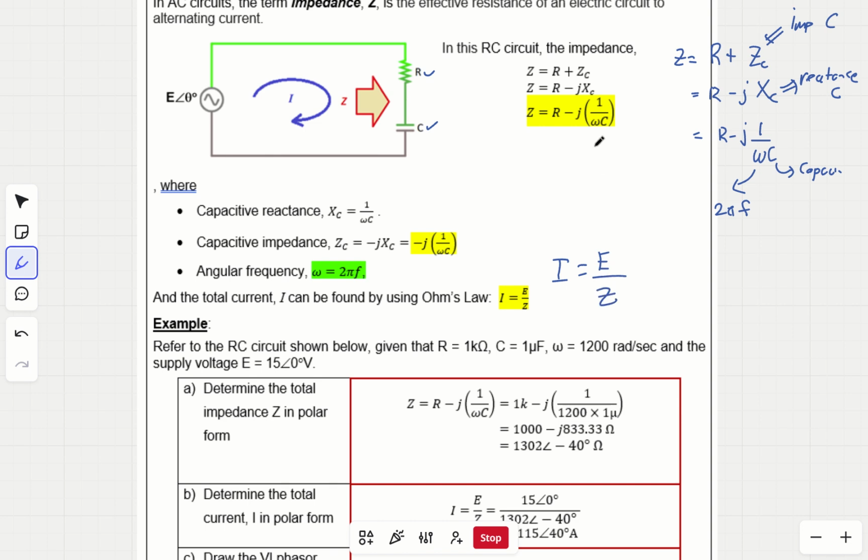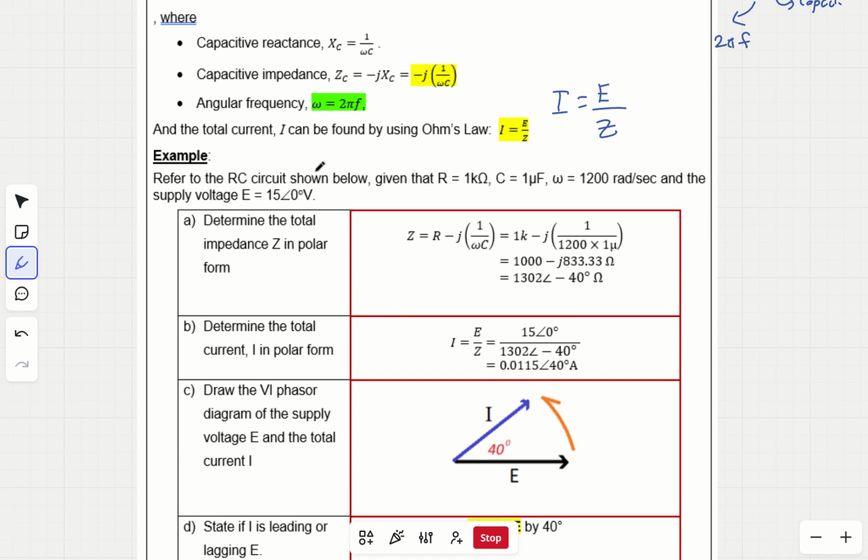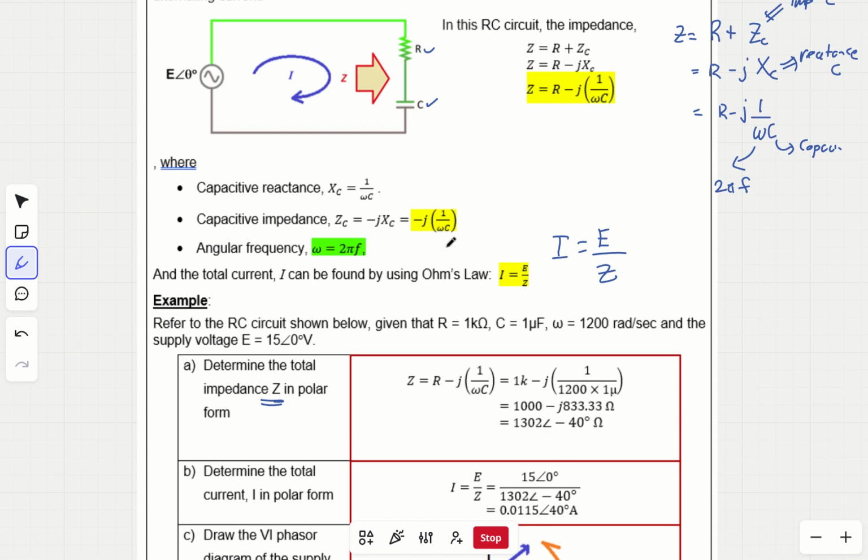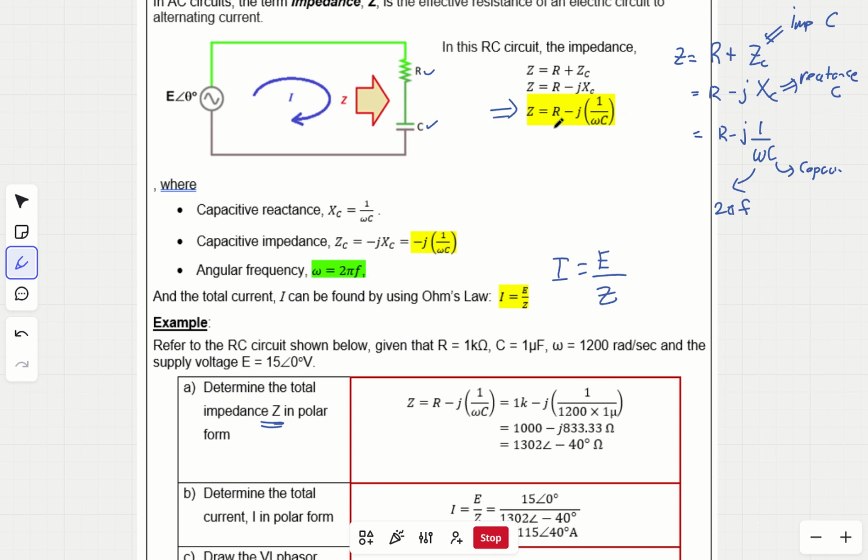Let's look at an example here. Here is an RC circuit where the value of R is given, C is given, omega is given, E is also given. Step 1, we find the total impedance. To find the total impedance, we just use this equation and substitute the values. We substitute R with 1K. Since omega is given, we just substitute it here, 1200. And the capacitance is 1 micro. Then we use the calculator to simplify.